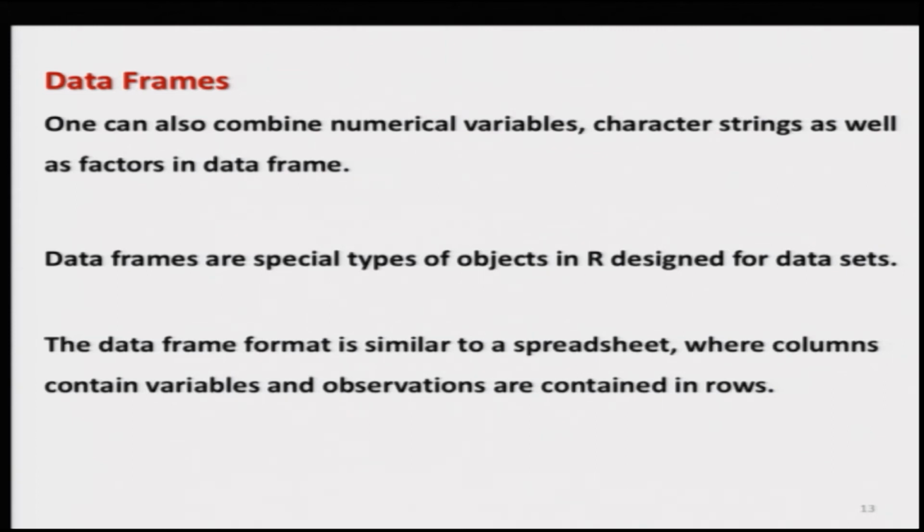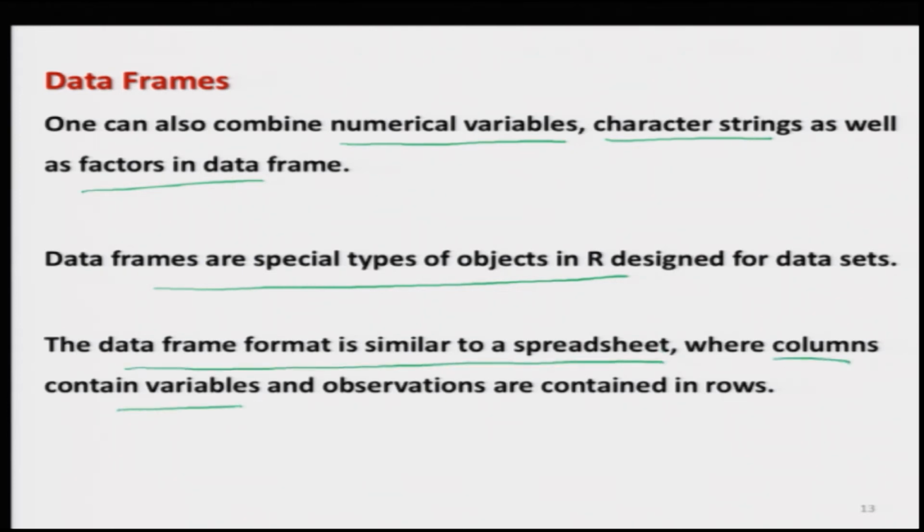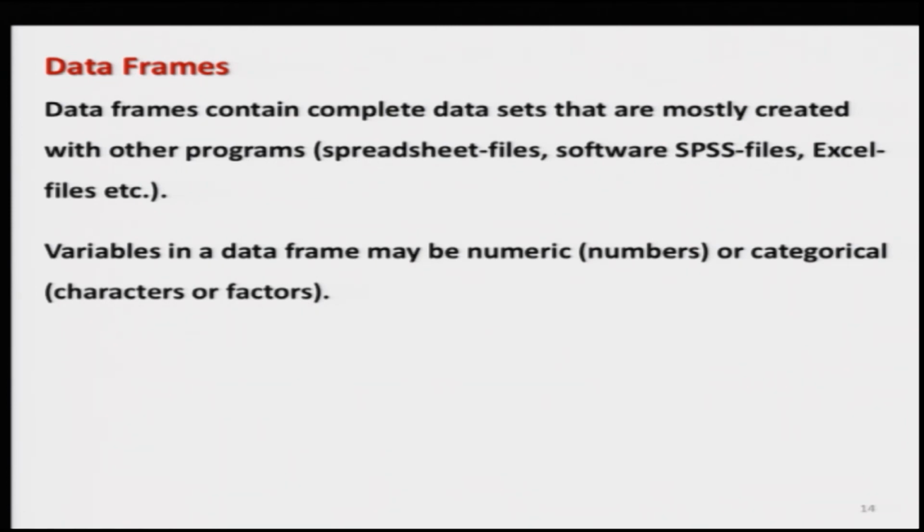Another advantage of data frame is that it can combine numerical values, characters as well as factors. So, different types of data can be combined under the same setup, and data frames are special types of objects in R which are designed especially for handling data sets. And as I said, the data frame is equivalent to a spreadsheet where the columns contain the variables and observations are contained in rows, right. So, this is the basic concept, and another advantage is that data frames can also handle spreadsheet type files which are created by different software like SPSS, Excel, etc. And the variables in the data frame may be numeric, or they can be categorical variables, some characters, some factors. So this is a very general framework in which one can handle the data.